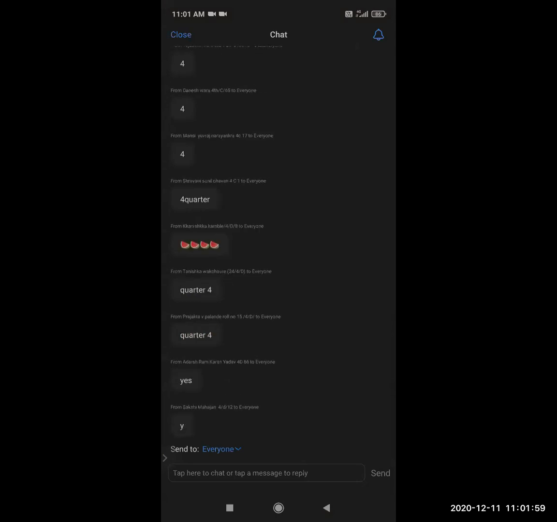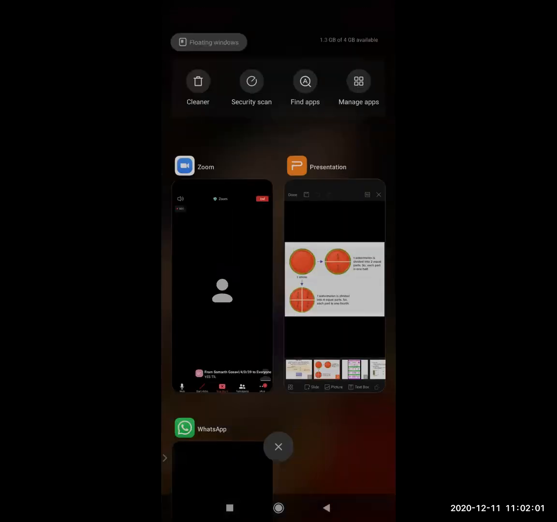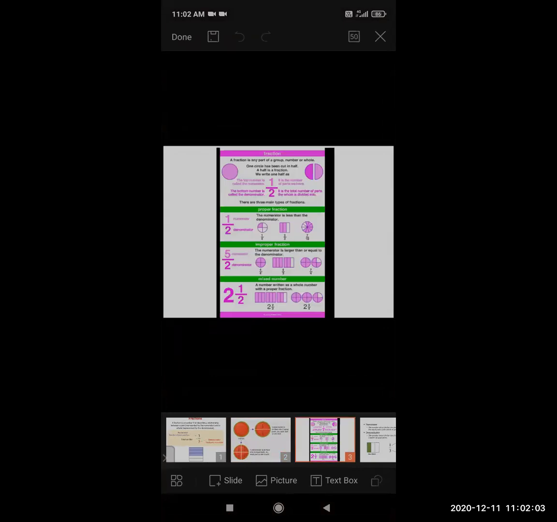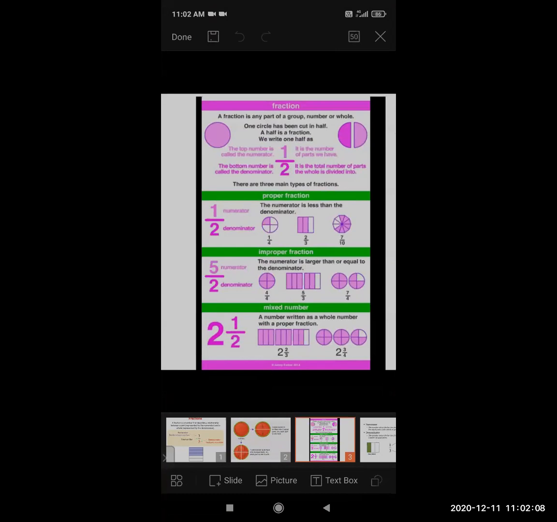Okay, good. Now I'm going to change the slide. Just a second. Okay, it's the third slide. In this fraction part, they have given you the fraction types. In the fraction, how many types are there? Total 3 types are there, correct? It is already given to you, beta. First one is proper fraction.